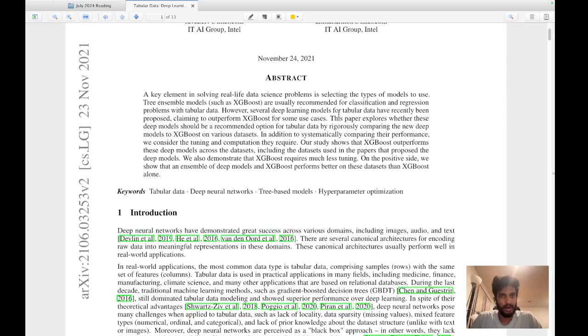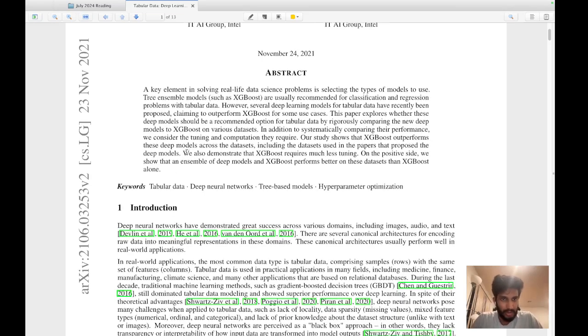But the authors here claim that XGBoost outperforms these deep models across the datasets, including the datasets used in the papers that proposed the deep learning models. It doesn't say often or always, but yeah. We also demonstrate that XGBoost requires much less tuning.